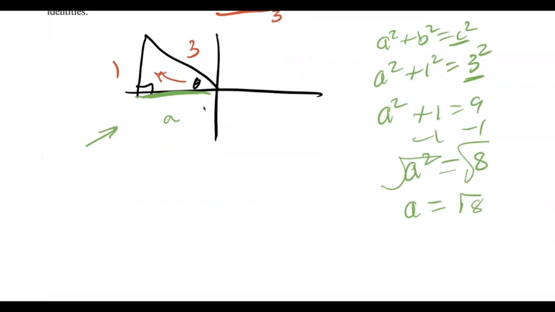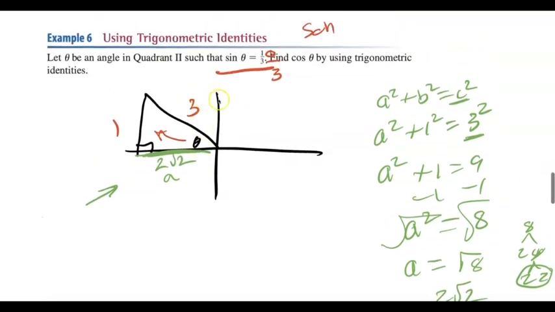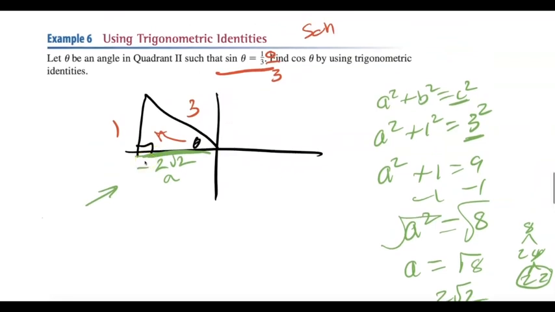Or if you want to break it down, 8 is 2 times 4, which is 2 times 2. We have a pair of 2's. You can also say 2 square root 2. I'm kind of fine either way. We'll put 2 square root 2. It's a little fancier. Now, again, two choices. You went to the left, so that's negative. Or at the end, you could check All Students Take Calculus. Either way, it's fine with me.